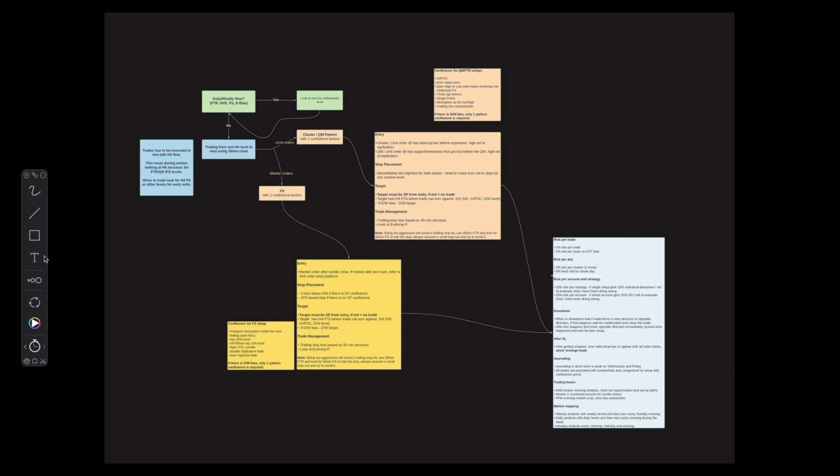3% risk for the whole day. Okay, so this is kind of a conservative thing, because obviously you shouldn't be limiting yourself. You know, you should basically take every single trade in the ideal scenario. You should be taking every single trade that fits your trading criteria.